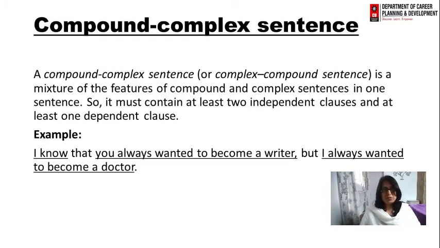Let's talk about compound and complex sentences. A compound and complex sentence is a mixture of the features of compound as well as complex sentences. So it must contain at least two independent clauses and at least one dependent clause. Let's take an example. I know that you always wanted to become a writer, but I always wanted to become a doctor. So here you can see that one dependent clause is followed by a complex connector and two independent clauses with a compound conjunction between them.